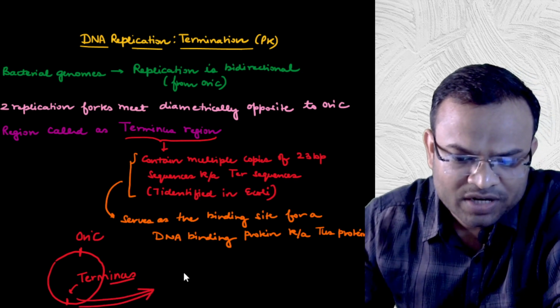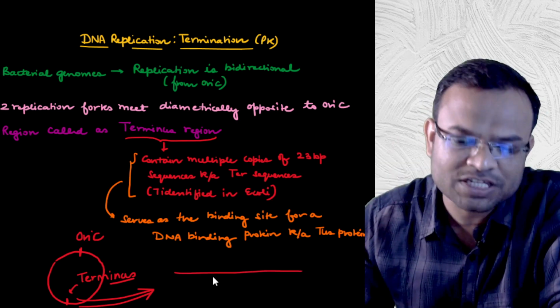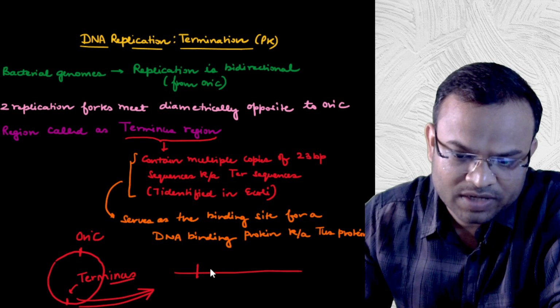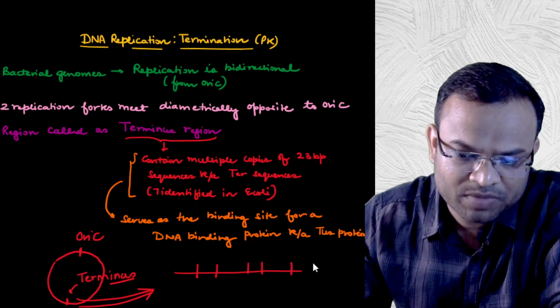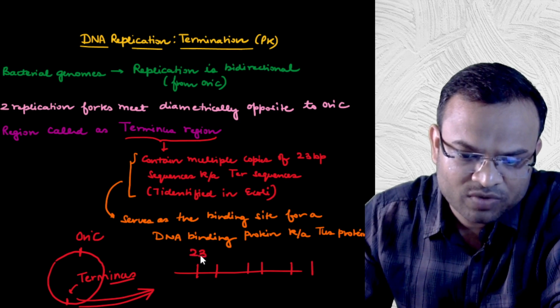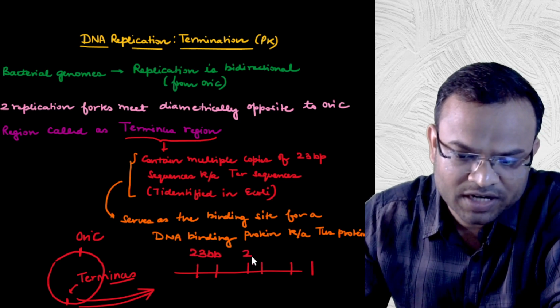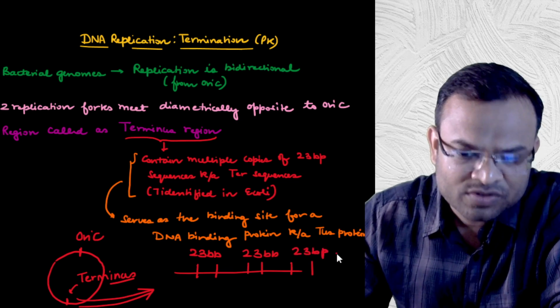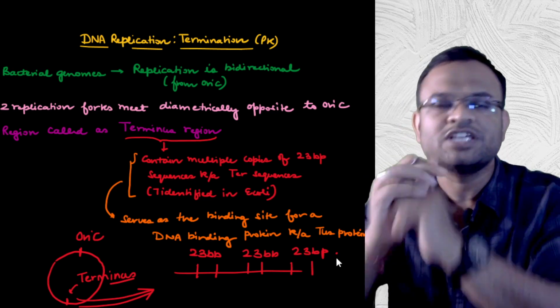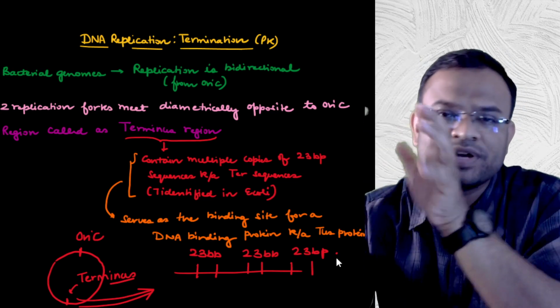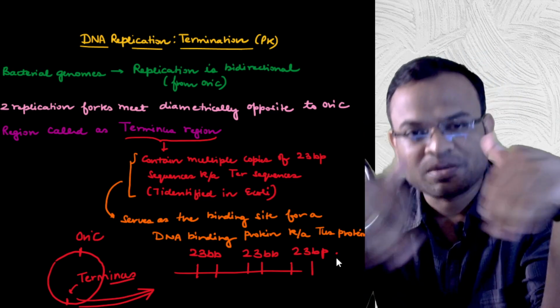then what I am trying to say is there would be multiple repeats of 23 base pair sequences. So this would be one repeat, this would be another repeat, this would be another repeat. This would be 23 base pair, this would again be 23 base pair, this would again be 23 base pair. So 7 of them have been identified in E. coli. These 23 base pair repeats are present in the ter region or terminus region.